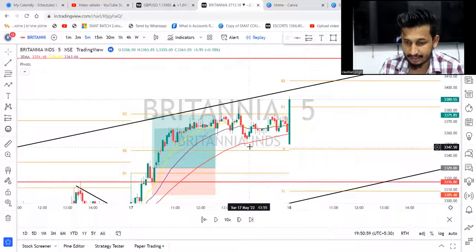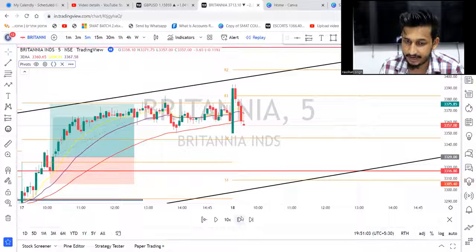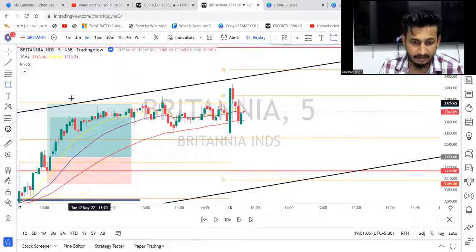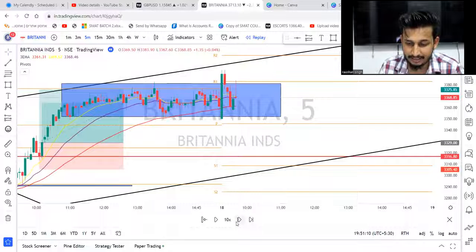Next candle is closing like this. That's fine. We won't be initiating any kind of trade as of now. No trades. We will plan our trade once this level is broken, and only then will we plan any kind of trade.